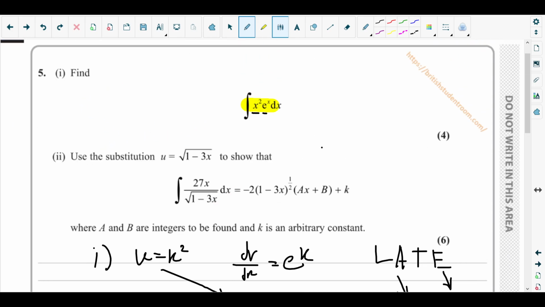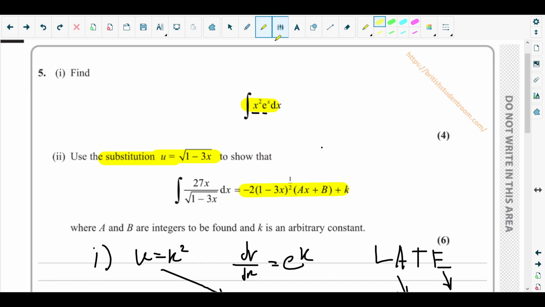So in part 2 they have already mentioned to use the substitution u equals square root of 1 minus 3x to show that the integration of 27x over square root of 1 minus 3x dx equals what? This equation, the right hand side. Okay, this is for 6 marks, so it will be a bit of a long method with long workings. So how can we start?